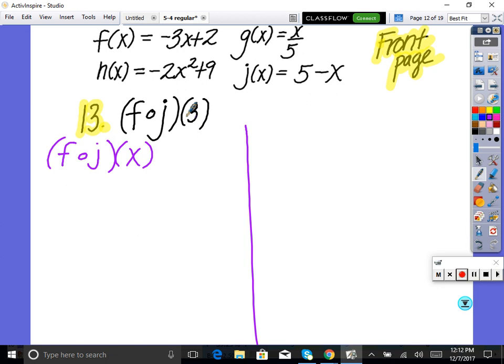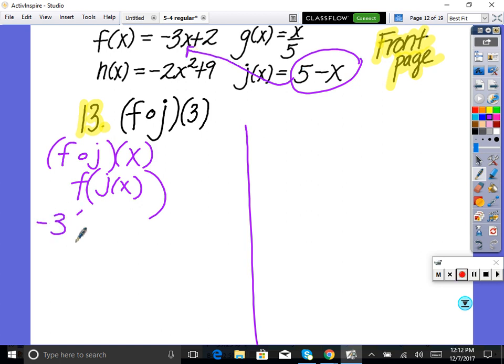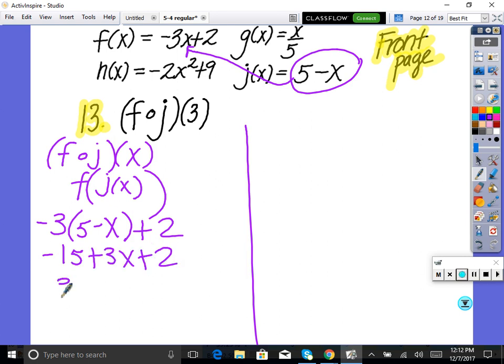We could, instead of 3, treat it like X for a minute. So that's J of X, F of J of X, correct? So now I find J of X and plug that into function F wherever there's an X. So negative 3 times 5 minus X, plus 2, right? So that would be negative 15 plus 3x plus 2, which would be 3x minus 13.